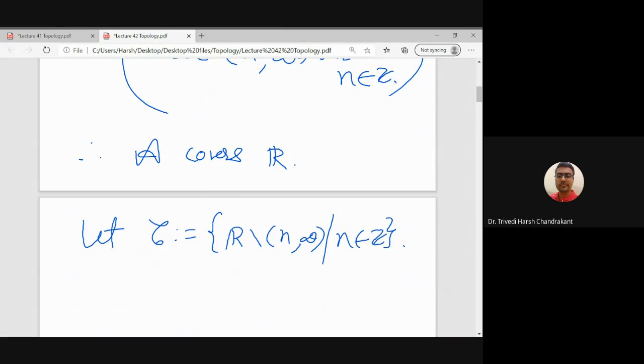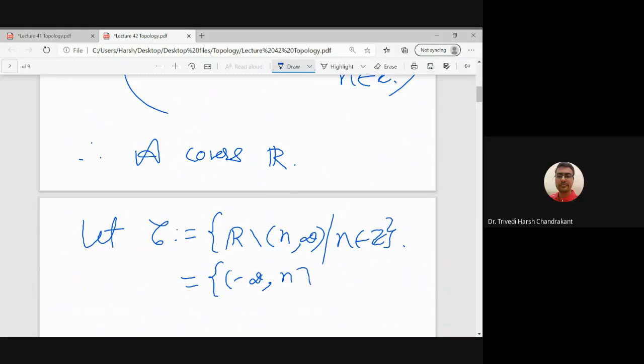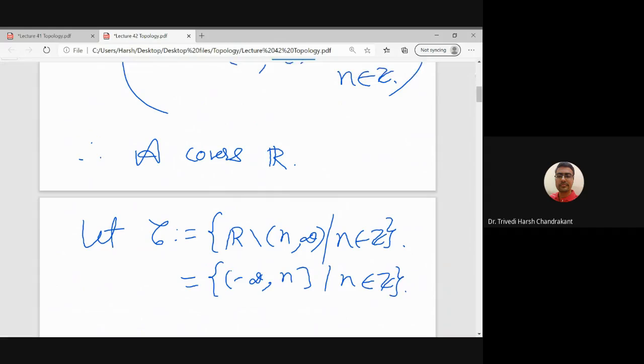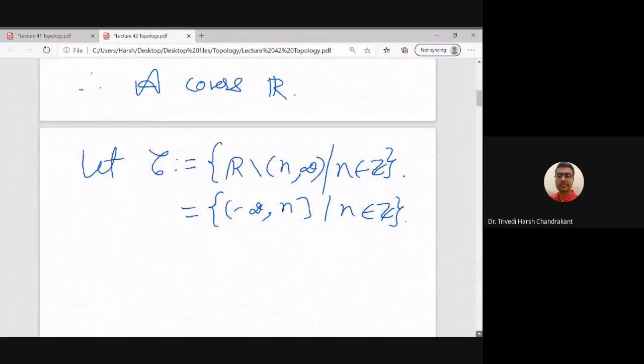Right. So now what will be this set? If I take the complement of the infinite interval, then this set will be minus infinity to n, closed. Right. Very good. So this will basically be the closed interval, right?